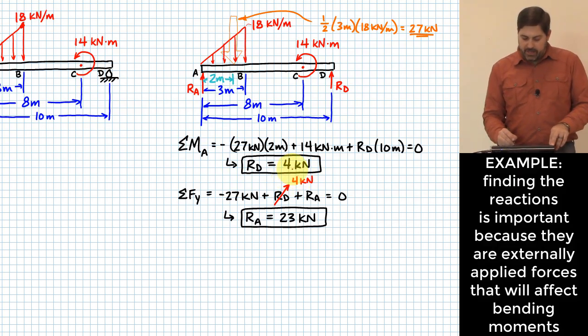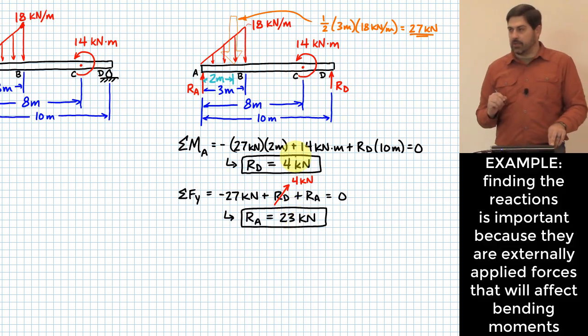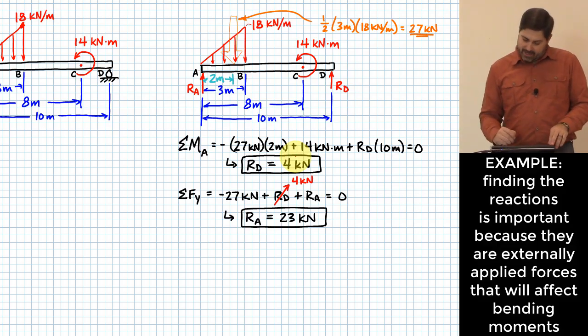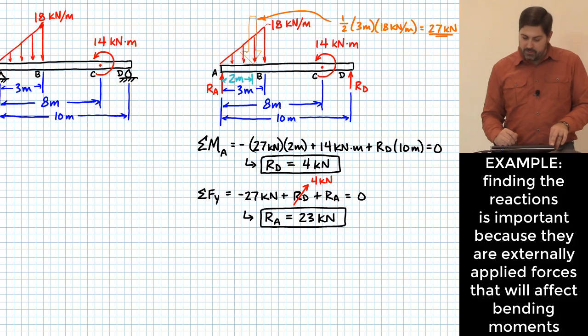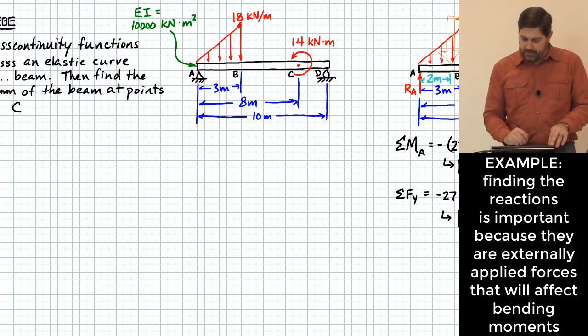Once we know that, we can then do a sum of forces in the Y, and we can get what the reaction is at location A, right? So we get 23 kilonewtons at location A and 4 kilonewtons at location D. Hopefully I didn't go over that too quickly, but again, I think at this point, most of y'all can do that kind of work in your sleep. So hopefully that's good enough.